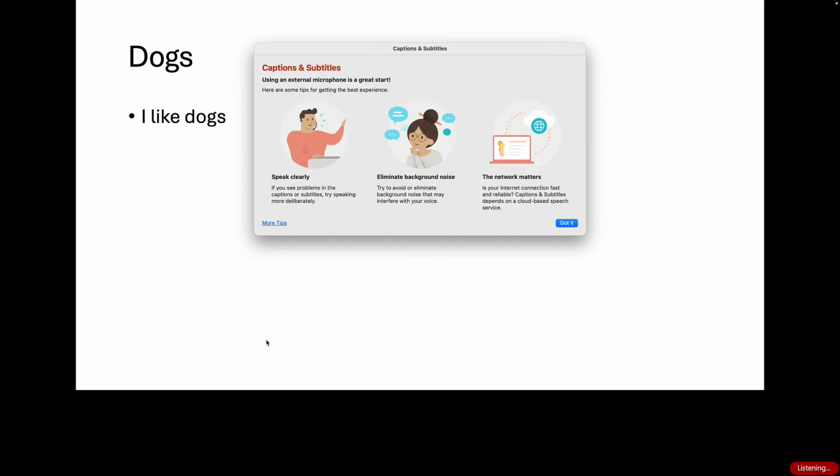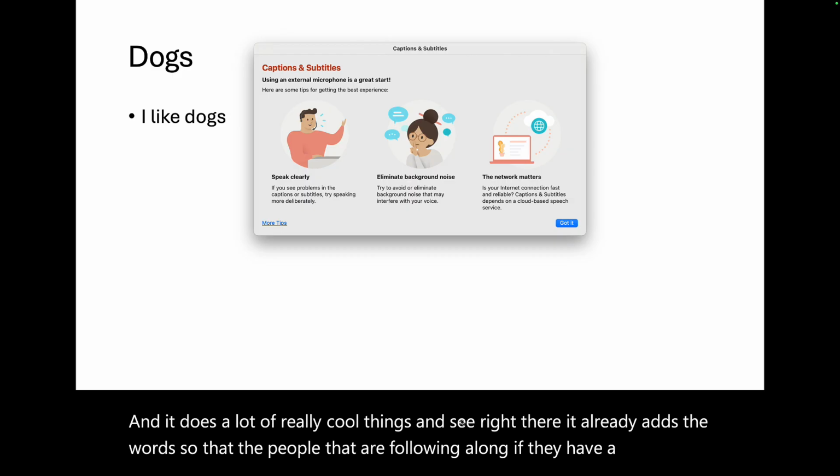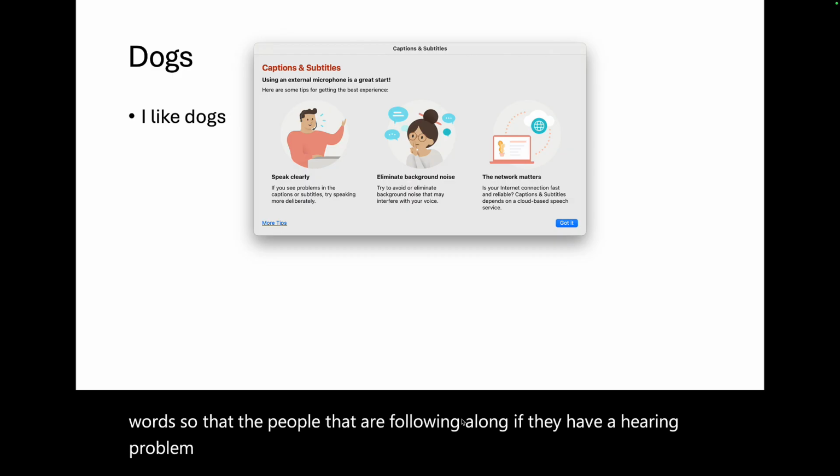Additional things to point out that can be helpful: you can add closed captions if you wanted to have subtitles below. And it does a lot of really cool things. And see right there, it already adds the words so that the people that are following along, if they have a hearing problem, can follow.